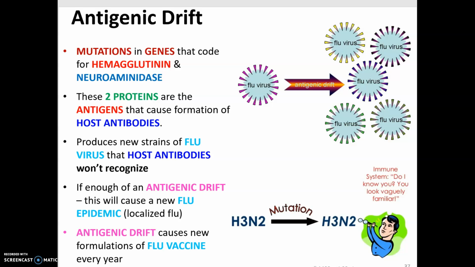Antigenic drift is the reason why we have different flu vaccines each year. We don't know what the flu is going to be in the next year, so we give you our best guess from what we had the previous year. And that's how we formulate our flu vaccines.